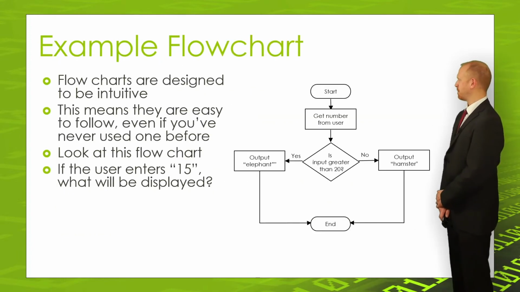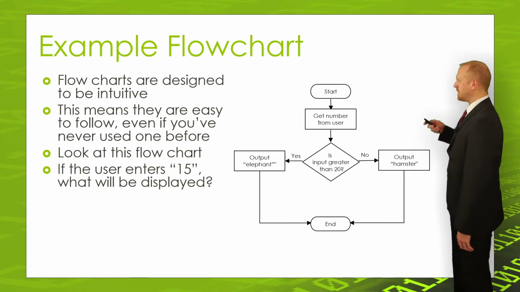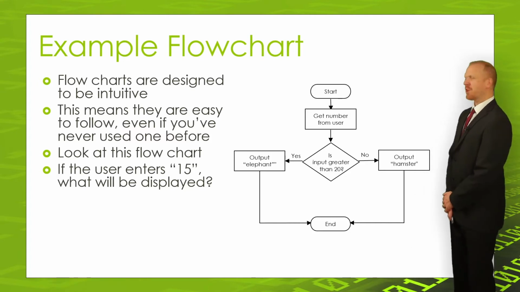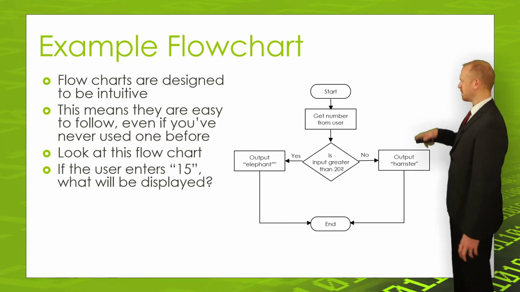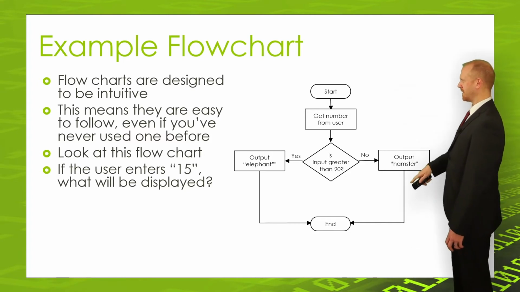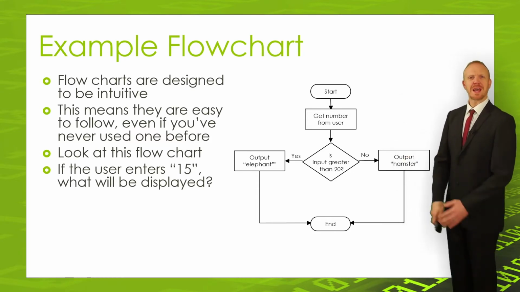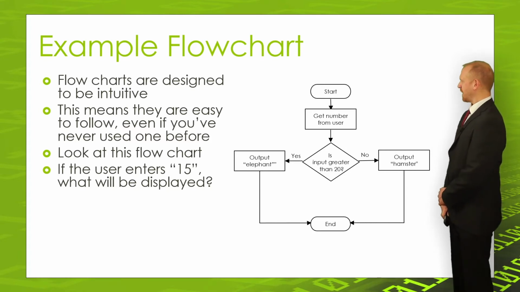Let's have a look at an example. This is a flowchart here, and before I tell you anything about a flowchart, have a go at seeing if you can use it. There's a start point and there's an end point, and the arrows move away from start and towards end, so you can figure out how to get going with it. And the question here is, if the user enters 15, what will be displayed?